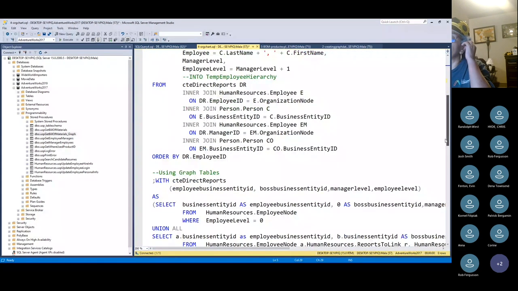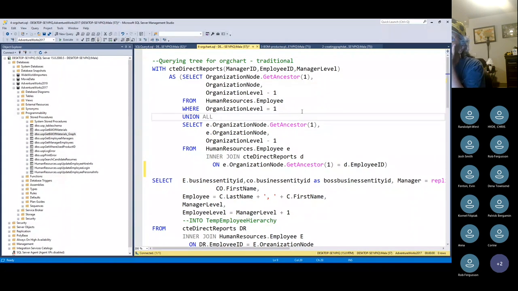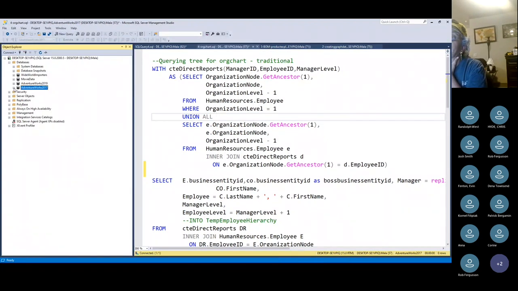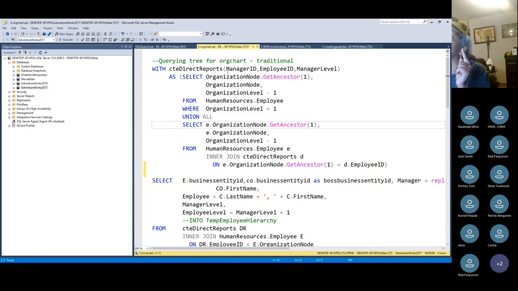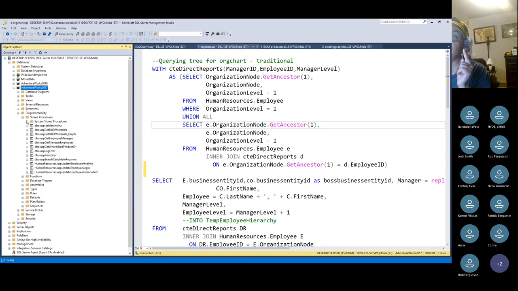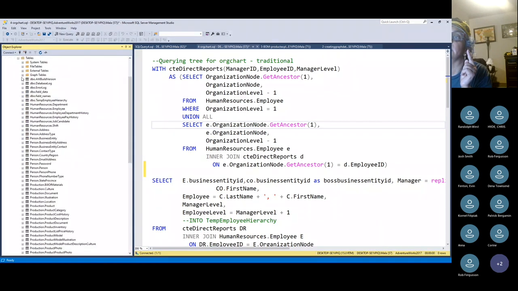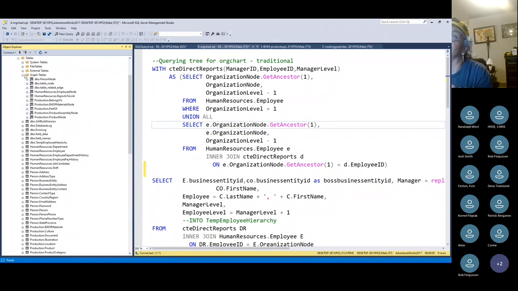So the org chart that comes with that, which one is this? Worldwide Importers? I forgot, but whatever. It uses what is called hierarchy ID. And hierarchy ID, like I said, is an old implementation where you have to attach, trying to see where exactly it is. Give me 1 second. Yes, it is. Graph tables. Okay, so thankfully I am still here.